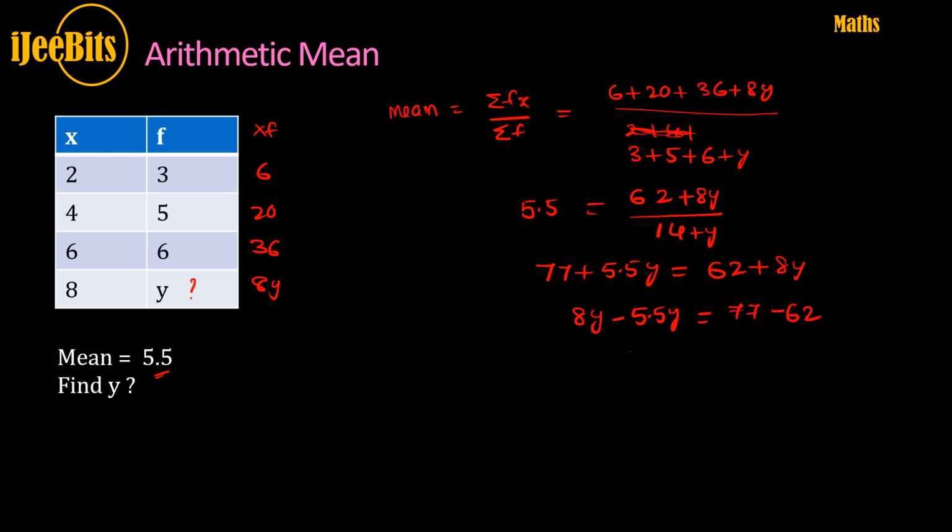So what is this value? 2.5, right? 2.5y equals how much? This is 15. Agree? Okay, so then y equals 15 divided by 2.5. How much? Any guess? You're right, this is 6. So y is 6.